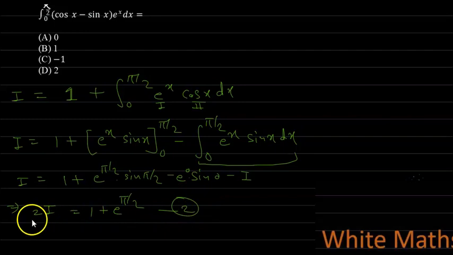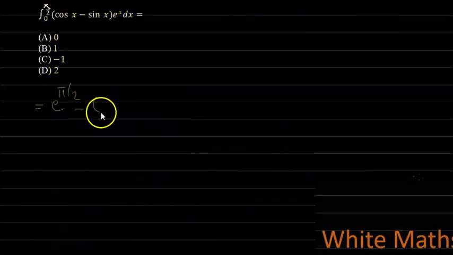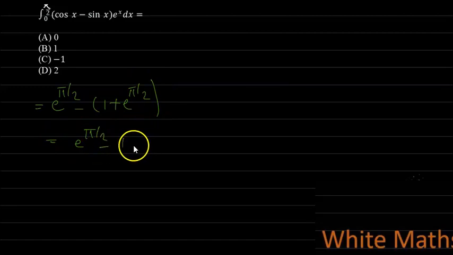So put this value of 2I in equation first. Then we will get 1 plus e to the power pi by 2 is equal to e to the power pi by 2 minus 1 minus e to the power pi by 2. So e to the power pi by 2 cancels, that is equal to minus 1. So minus 1 is the required answer. So option C is the correct answer. Thank you.